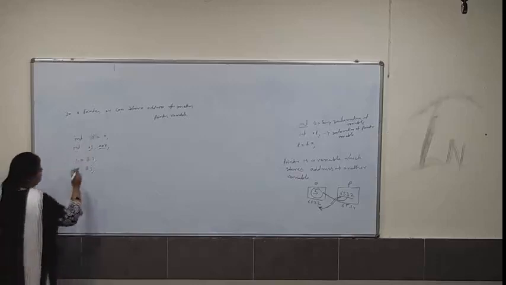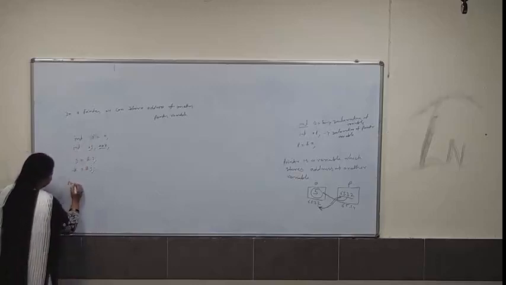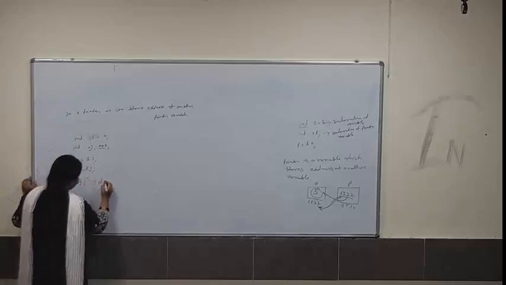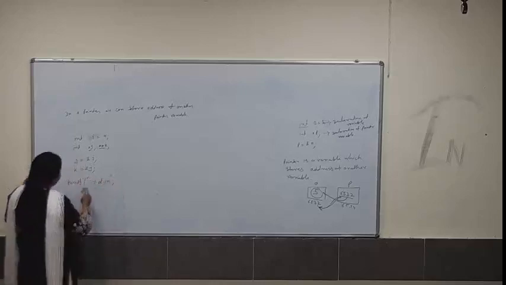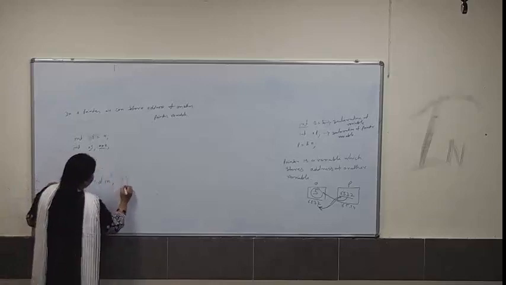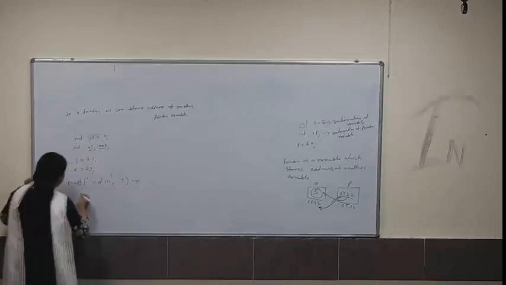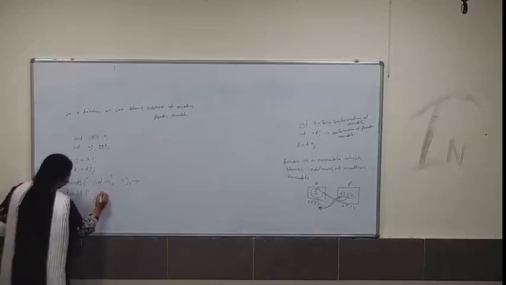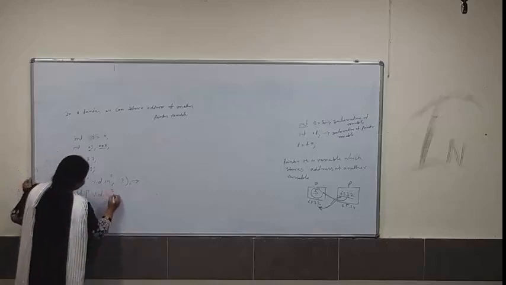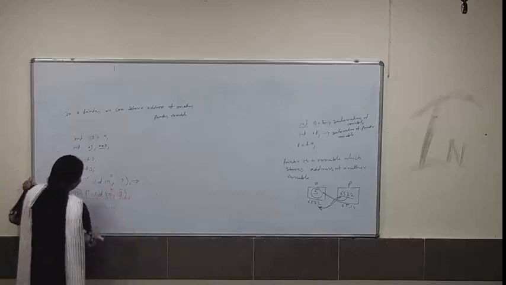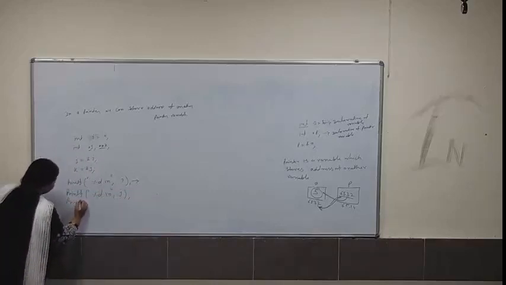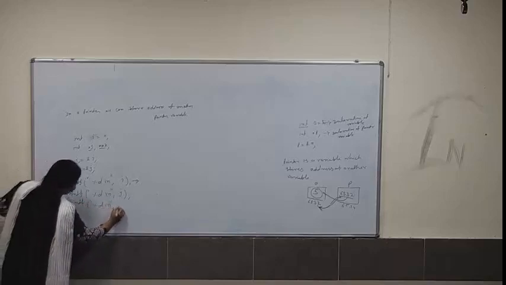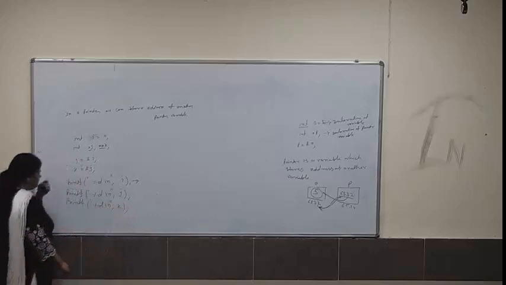Now if I say printf("%d\n", i), then what will be the value? Now printf("%d\n", j), what will be the value of j? Now printf("%d", k), what will be the value of k?